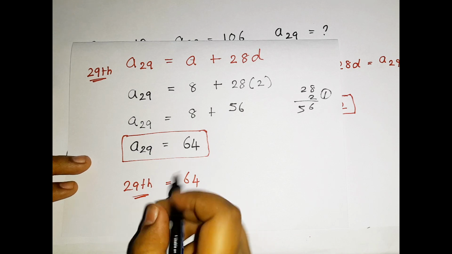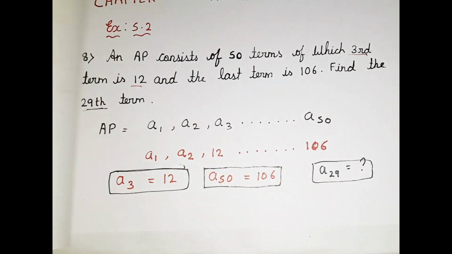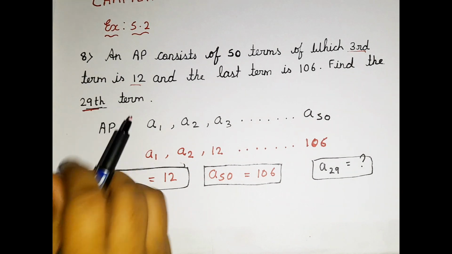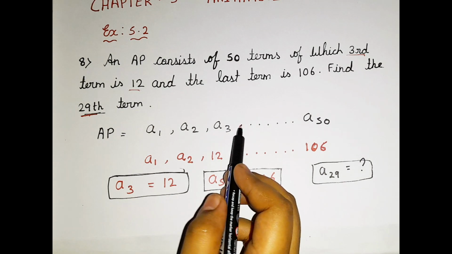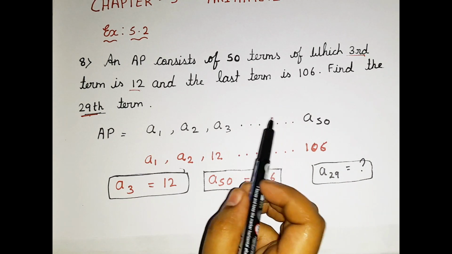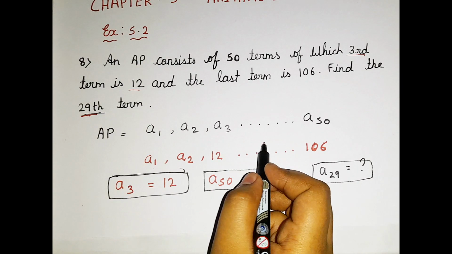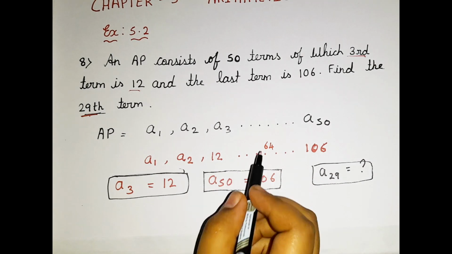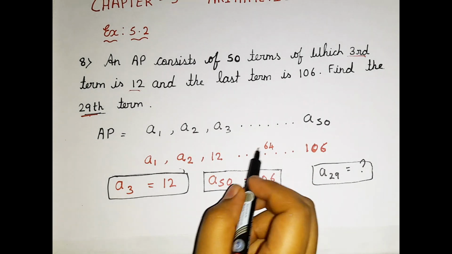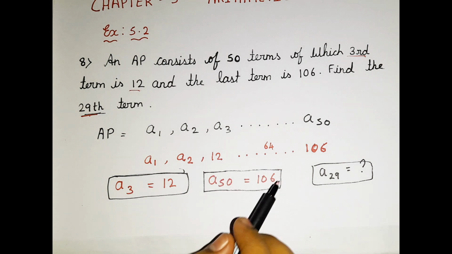No need to write like this, for your understanding I just wrote it. This is what we are supposed to find, the 29th term, and likewise we found it. In this AP, we have dots and so on, and in this so on we will have the 29th term, which is 64. Simply for your understanding I wrote it like this, please never write it like that. So it was pretty easy to find it.